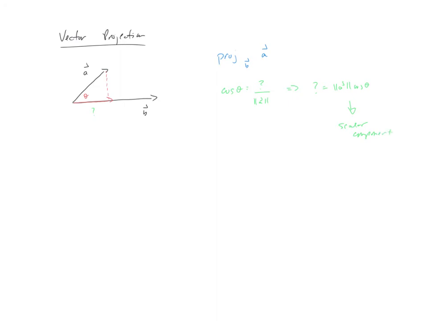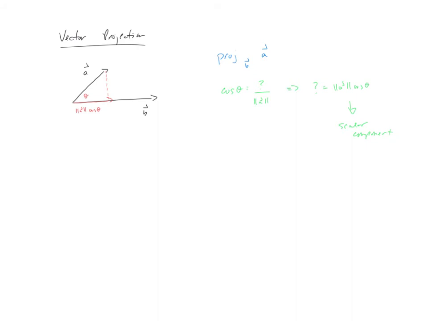So the scalar component. So this guy right here, I'm going to come back and change now. This is the magnitude of A cosine of theta. All right. So now, in terms of the actual vector itself, what we're going to do is we're actually going to normalize b. We're going to bring b back to its length of 1, and then we're going to multiply it by the length, the scalar component.